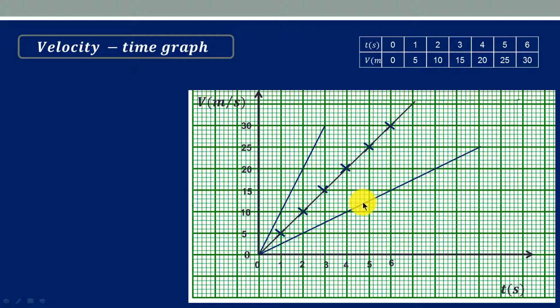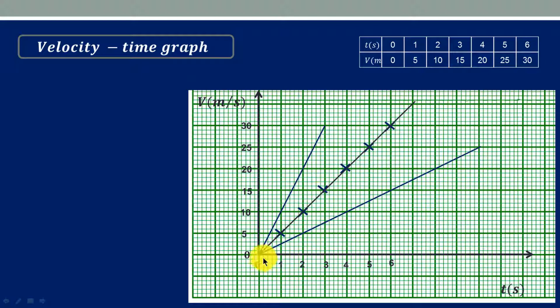We just need to look at the gradient. Which one is the steepest? This is the steepest, so it must be having the highest value of the acceleration. While this one is less steep, so its acceleration is less than this. We can use the same argument to tell that this object here has a higher acceleration than the one we plotted earlier. Can we be able to prove this?